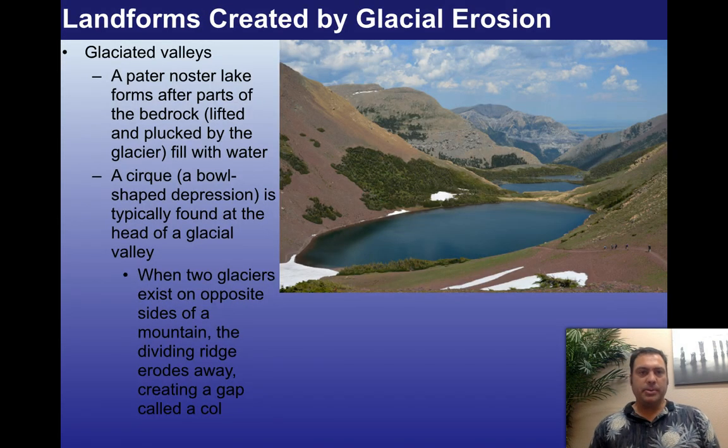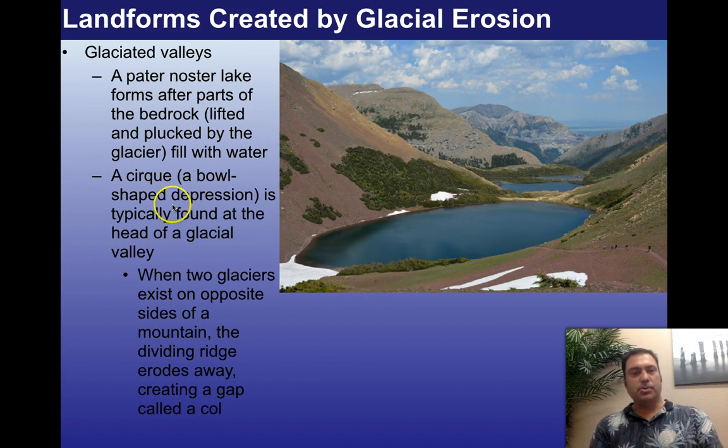And so what's at the bottom of some of these valleys? Well, we get Paternoster lakes, which form after parts of the bedrock filled with water. So this was a U-shaped valley here, or it still is actually. You can even see this is a lake system that people come and visit. And basically this glacier had retreated and it left a bunch of lakes behind.